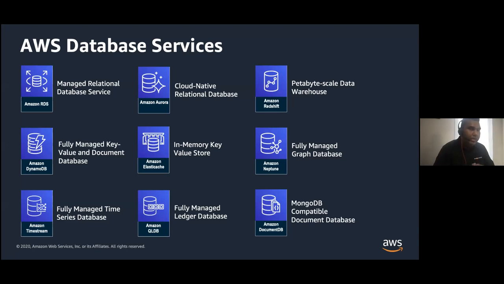A new one that was added, I would say at least a year or a couple of years ago, is Amazon Neptune, which is a fully managed graph database. A lot of you may be familiar with GraphQL. It's the same thing. That's a managed database offered by AWS called Amazon Neptune. Then we also have three more database services that were added since, I would say, the last reInvent, or the reInvent before last year. A fully managed time series database is another database service offered by AWS. Then you also have a fully managed ledger database and a MongoDB compatible database, DocumentDB.